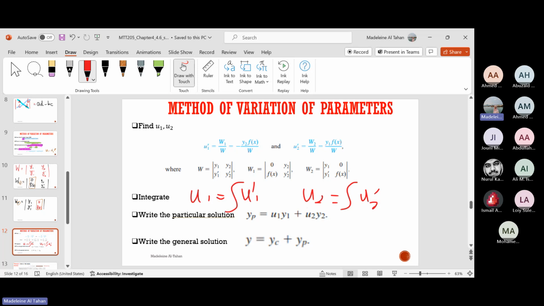We will do these steps in detail in the example so that you can understand it better. Would you like to start with an example and explain all these steps?